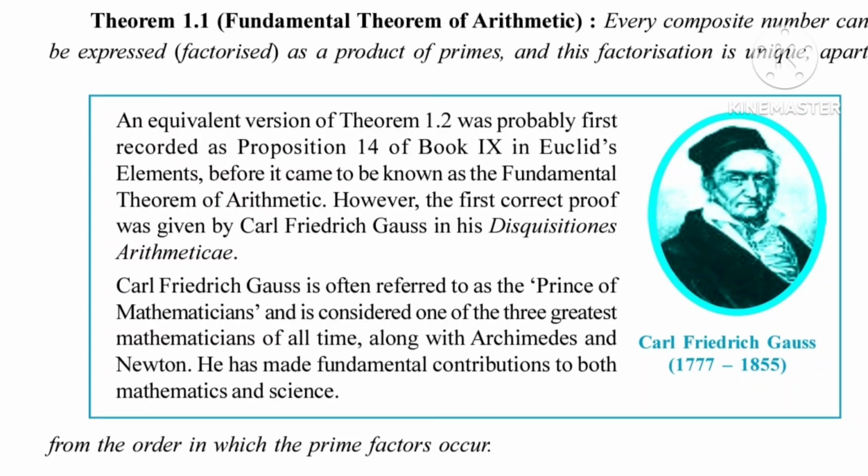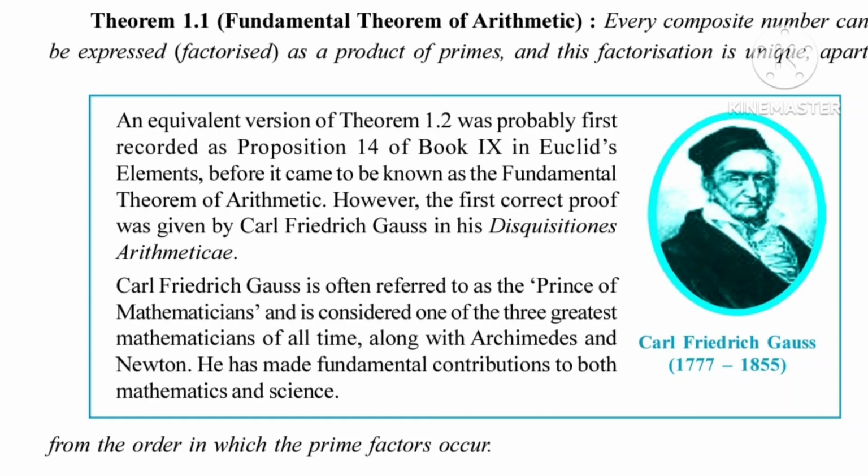So here in our textbook you see this box: an equivalent version of the theorem, here not 1.2, actually it's 1.1, was probably first recorded as proposition 14 of book 9 in Euclid's Elements, before it came to be known as the fundamental theorem of arithmetic.